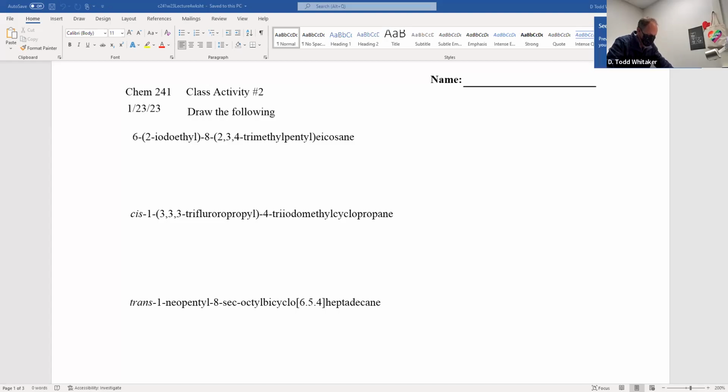All right. Caffeine-free nomenclature. How do I start this molecule? What should I draw first?